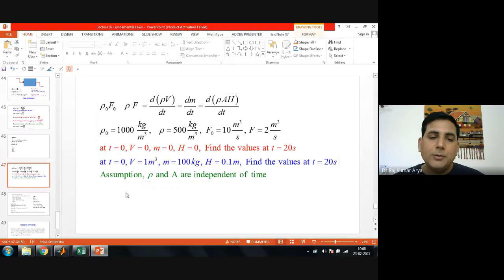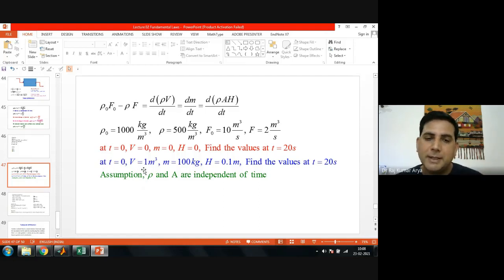Now can you write the program for this and solve it? First, for the initial condition when the tank was empty, what would be your behavior in terms of volume, mass, or height? This is the equation we need to solve using MATLAB. Let's solve it for t equal to 20 seconds. First we will solve this one. After that, we will change to another initial condition at t equal to 0.